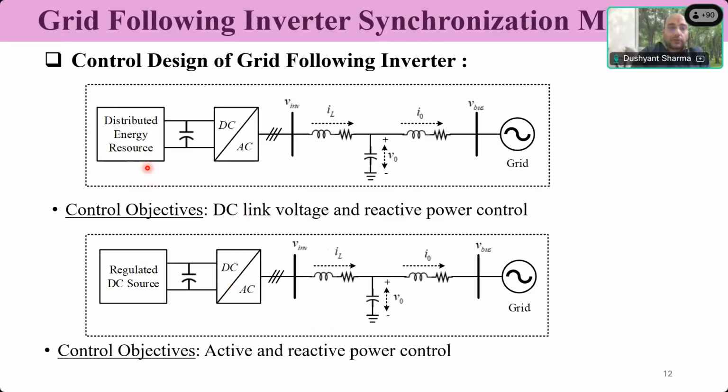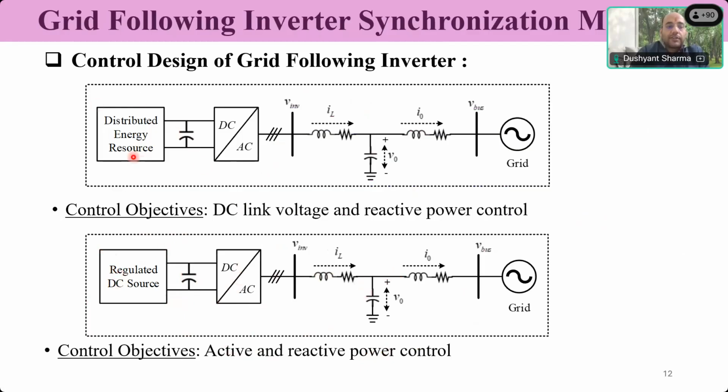So as I told, the grid following control design will be like this, where you have two objectives. Either you control the active and reactive power. But when do you control the active and reactive power? When the DC side is regulated. For example, a battery, let's say. A battery output voltage is regulated, X volts. So the DC link voltage is regulated. In that case, you can control the active power and reactive power.